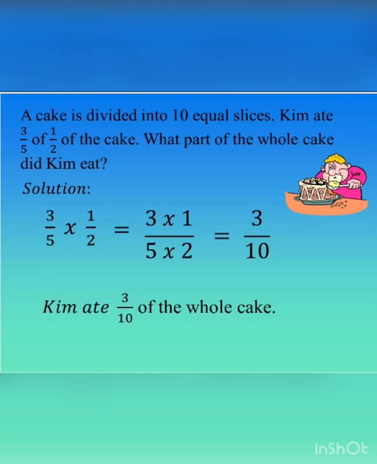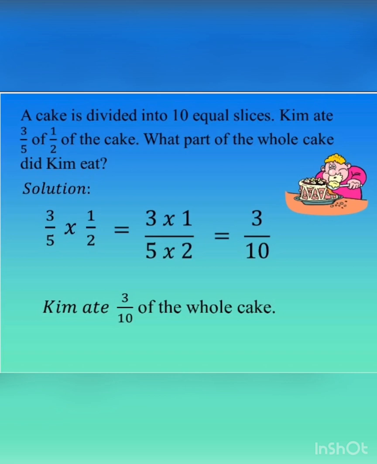Let's discuss a word problem. Here it is given, a cake is divided into 10 slices. Kim ate 3 by 5 of 1 by 2 of the cake. What part of the whole cake did Kim eat?